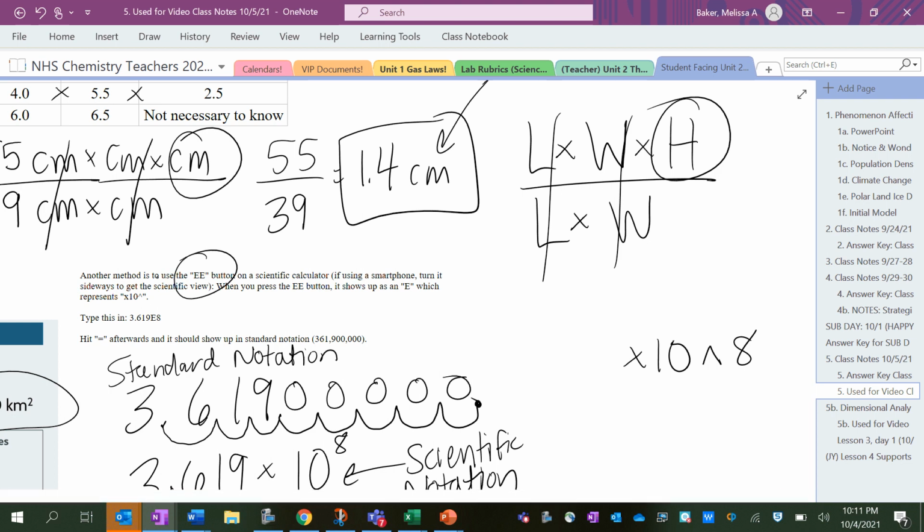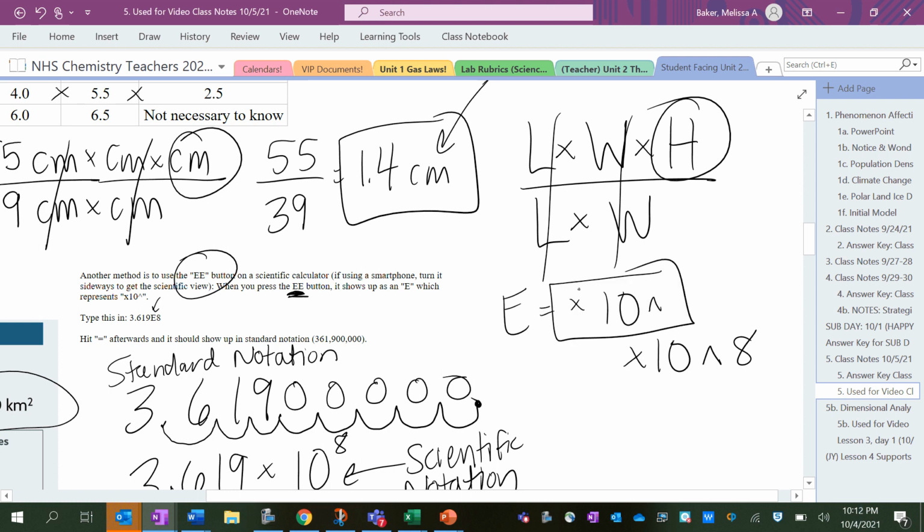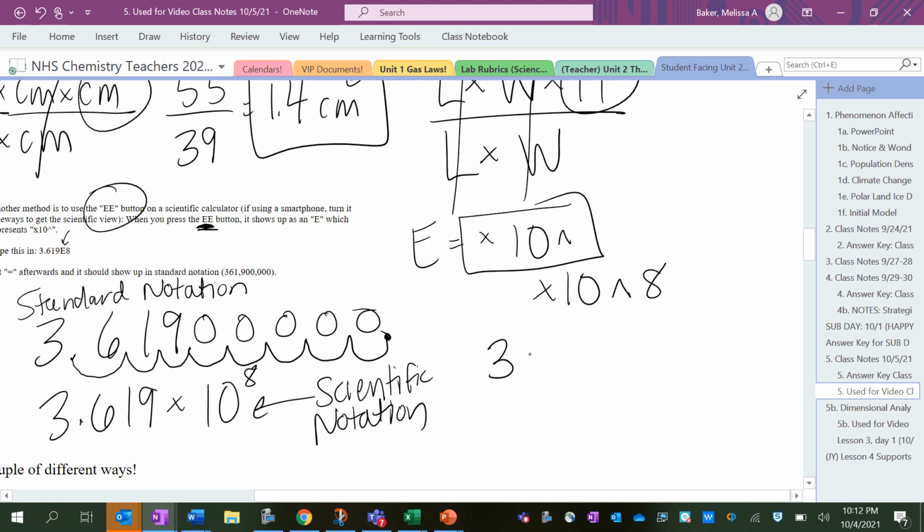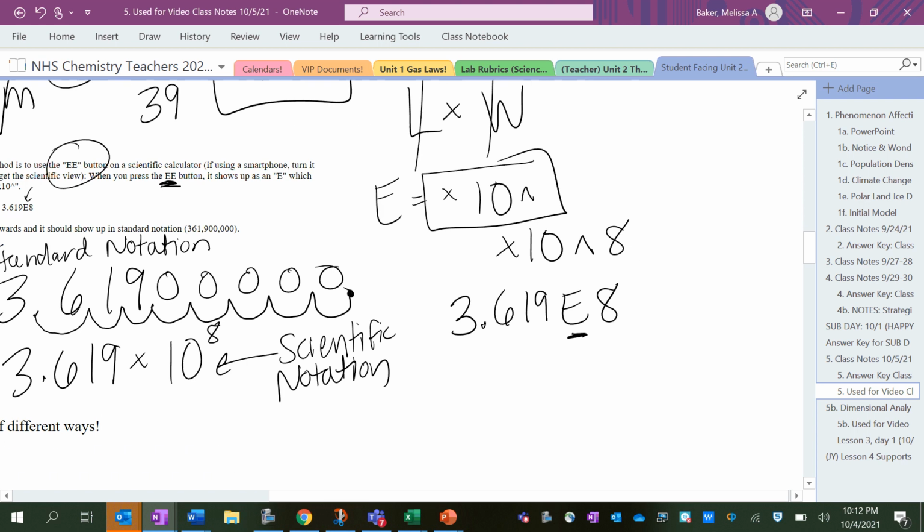If you have a smartphone, turn your phone sideways to get the scientific view. And there's a button, it's two E's, capital E's, but when you press it, it just shows up as one E. And it saves you time because E is the exact same thing as times 10 to the power of. And you've probably seen this before in your calculator, like an answer will come out 3.619E8. And you're like, what? Well, the calculator is saying, hey, this is the same as 3.619 times 10 to the power of 8.